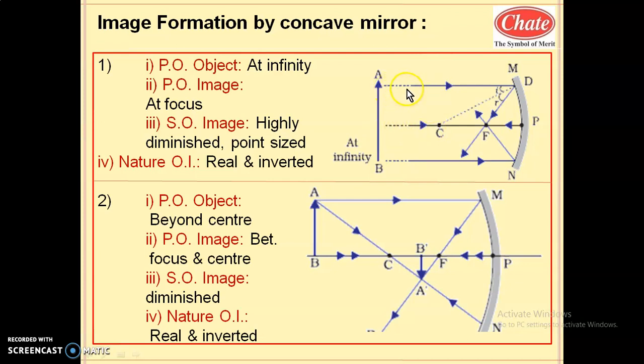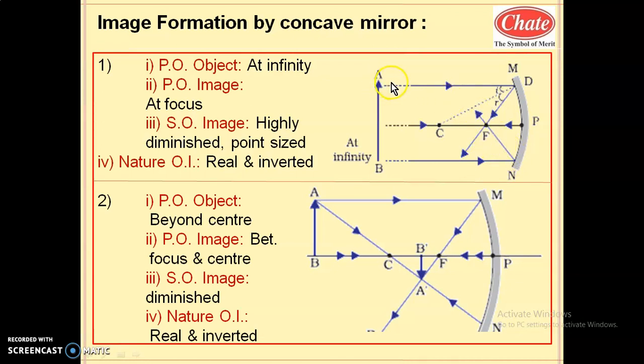Then what will happen? This ray is incident on the mirror MN. MN is a part of the mirror, and its size is also called the aperture. The first ray is incident at point D. By the first rule of reflection, as this ray is incident parallel to the principal axis, on reflection it will pass through the focus. Similarly, this is the ray coming from point B of the object. It is incident on the concave mirror here, and as it is parallel to the principal axis, its reflected ray passes through the focus.